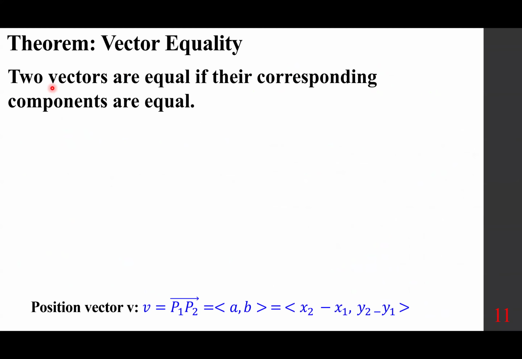Theorem, vector equality. Two vectors are equal if their corresponding components are equal. And remember, this is the position. V has components A1, B1 is equal to W that has components A2, B2, as long as A1 is equal to A2, B1 is equal to B2. So if their components are identical, the two vectors are the same.